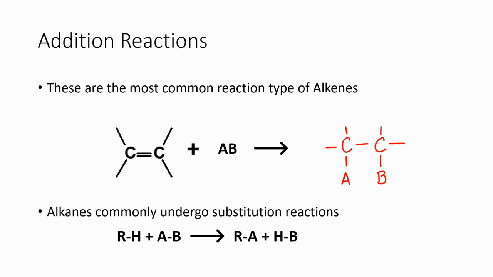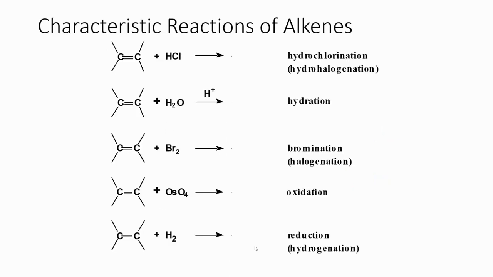Now, in comparison, alkanes usually undergo substitution reactions where some element A, for example, might substitute for the hydrogen in the alkane. And so you'd have something replacing hydrogen in the alkane itself. So we're going to see addition across these double bonds in the case of alkenes.